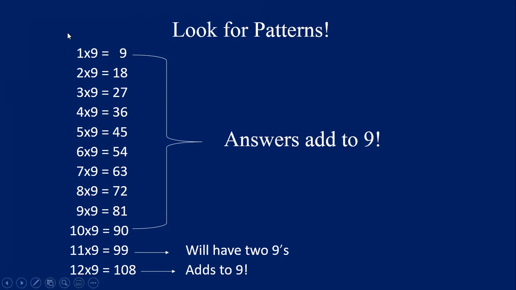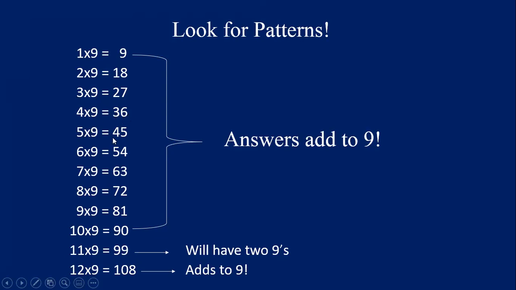For example, with 1 times 9, there's no number in the tens place, so that's like a 0. Well, 0 plus 9 equals 9. Look at 2 times 9. The answer is 18. If we add the 1 and the 8 together, those two digits total 9. Let's look at the answer to 3 times 9. It's 27. 2 plus 7 equals 9. 4 times 9 equals 36. 3 plus 6 equals 9.